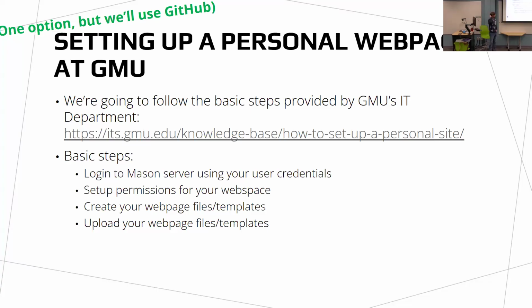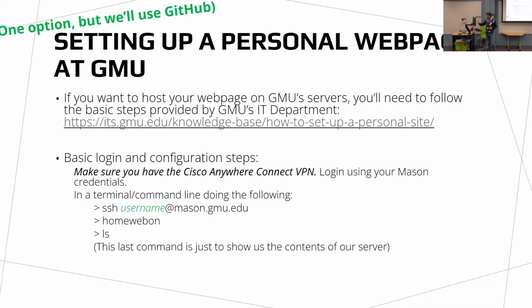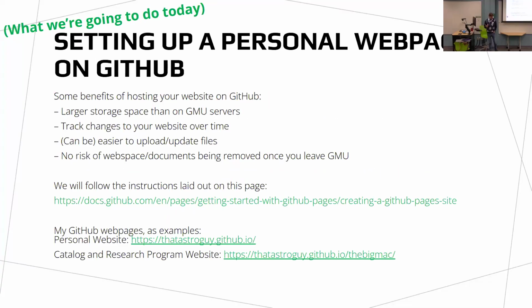Now, if you want to host on GMU servers, you'll follow the how to set up a personal site page on the GMU IT page, and you'll log in with your credentials, set up permissions for your website space, and then you'll create your files and upload them to the server. And of course, I have the steps here. These actually are steps you would put in the terminal if you were going to do it for the GMU server. However, like I said, we're going to talk about GitHub today instead.